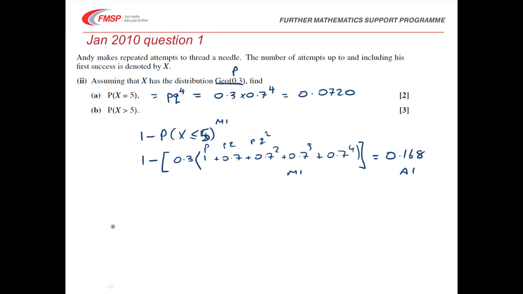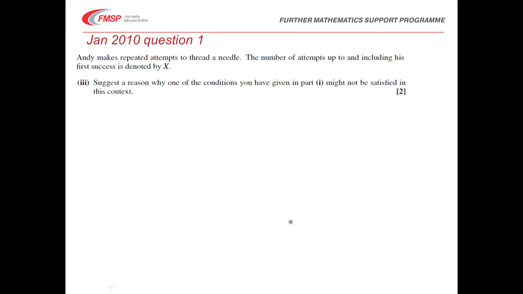There are other ways of doing this, if you've remembered aspects of the geometric progression, but it's not required. We can just calculate it through if you wish. We're then asked to suggest a reason why one of the conditions that we gave earlier might not be satisfied. And it's this idea of independence. Now, if you keep trying something, you're getting more practiced at it, you're getting better at it. So as a consequence, practice does improve. So practice improves chances of threading.